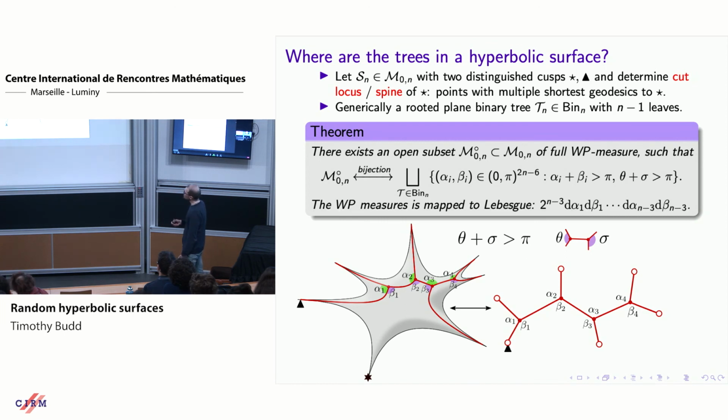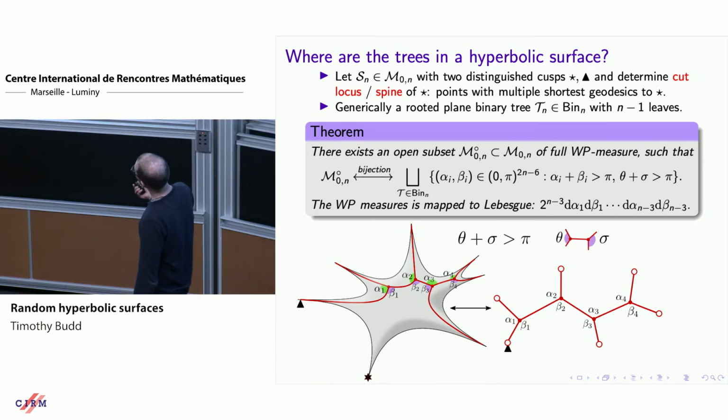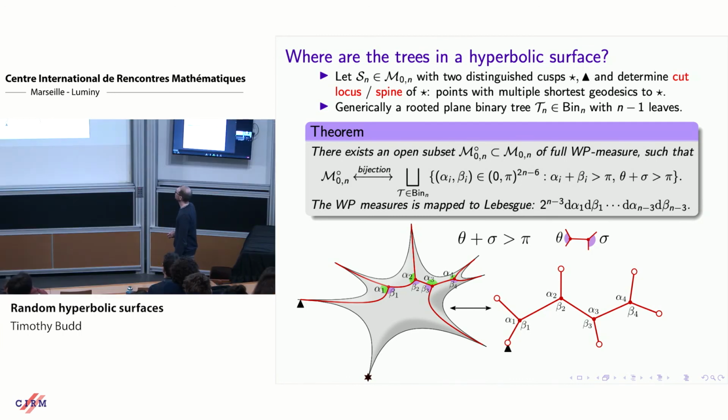So this is the bijective part, but of course we want to count these surfaces using the measures that we have. And you can show that the Weil-Petersen measure under its bijection is really mapped to the Lebesgue measure on the angles. So let's give some elements in the proof of this bijection.